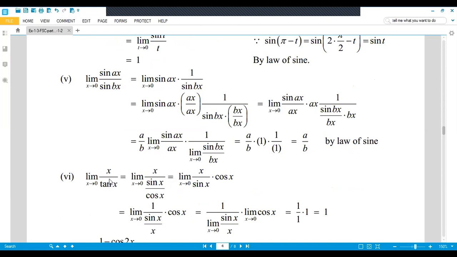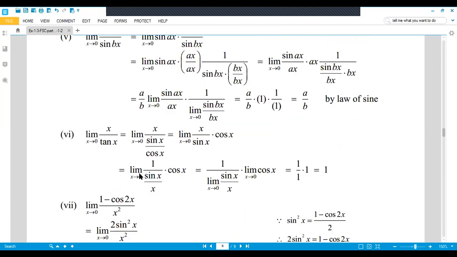The sixth part is x over tan x. We split tan x as sin over cos. You know that tangent is sine over cos. So you write limit x approaches 0, x over sin x into cos x. If something is in the numerator, you can write it in the denominator, so we take this x in the denominator of sin x. Now we apply the limit on the denominator and on the numerator. In the denominator, by the law of sine, this is equal to 1, and cos 0 is equal to 1. So you get the answer 1.